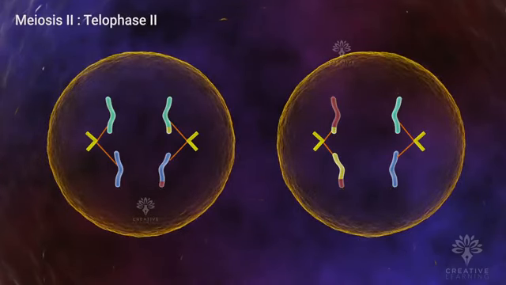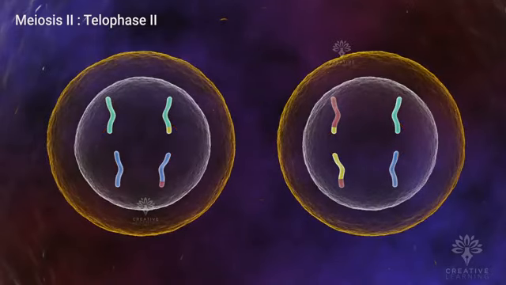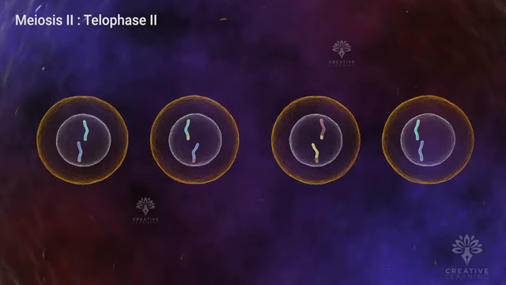Finally, in telophase II, the spindle fibers disappear, the nuclear membrane regenerates, and both cells undergo cytokinesis. Meiosis II ends with 4 genetically distinct haploid daughter cells, each containing only one set of chromosomes.